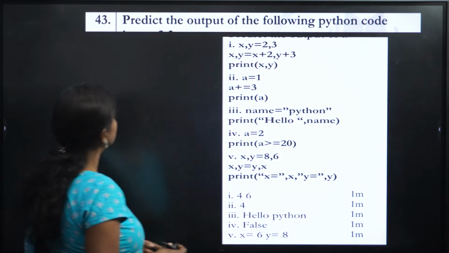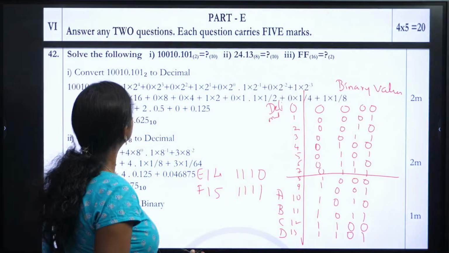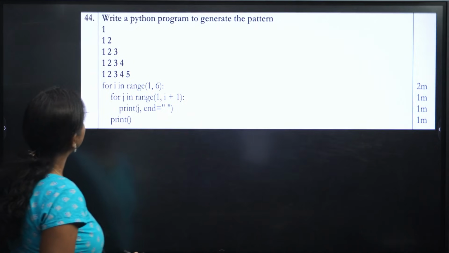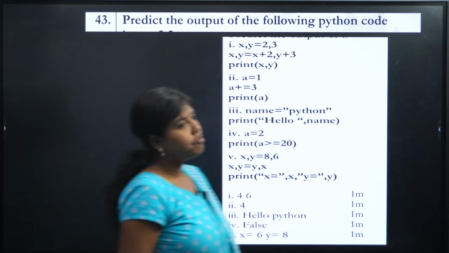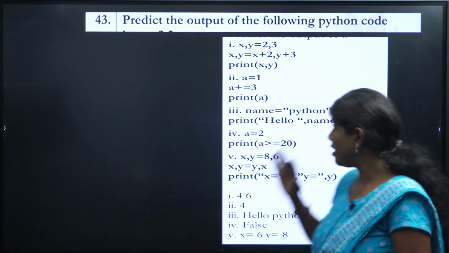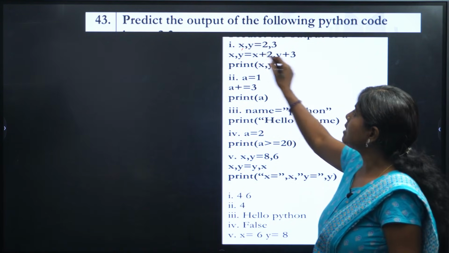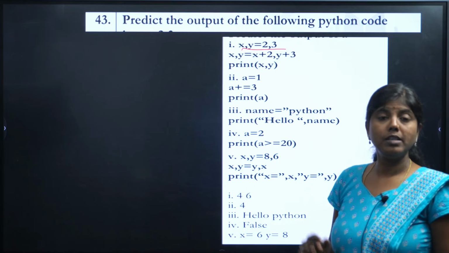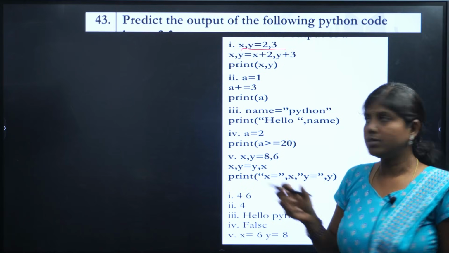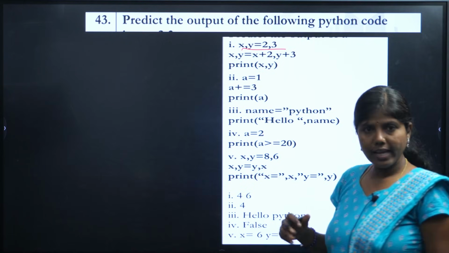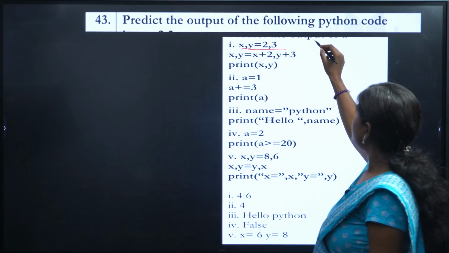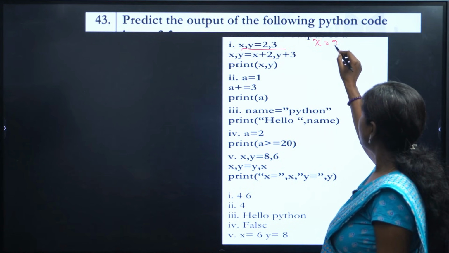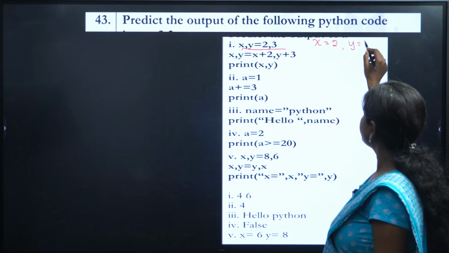Okay, we'll go with the next question. So what's the next question? Okay, the next question is going to be predict the following. This is going to be very important. Let's do it in detail. x, y equals 2, 3. Multiple assignment is possible in Python using the tuple concept. This is the tuple, this is the tuple. x will take the value 2. It means x equals 2 and y equals 3.